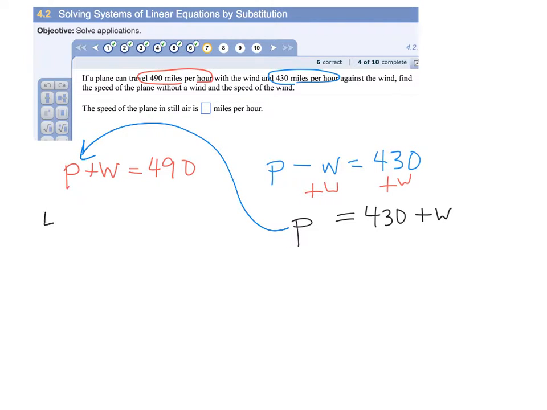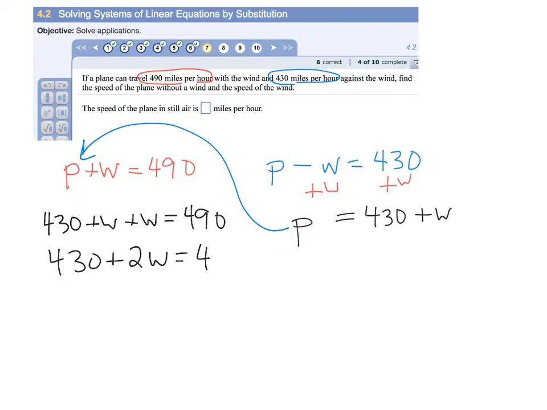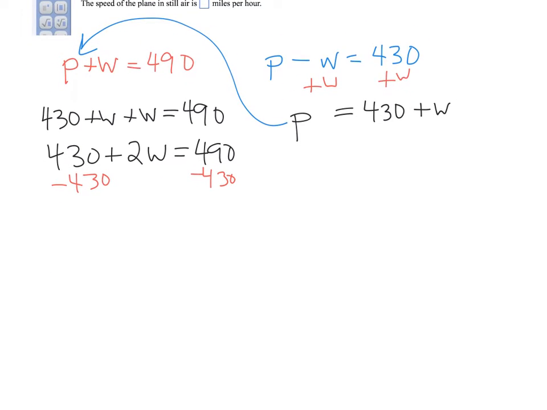And so that ends up giving us 430 plus W plus another W is equal to 490. So now we can combine those W's, and that gives us 2W equals 490. Now we're going to subtract both sides by 430 because we want to get that W all by itself. And so that ends up being 2W is equal to 60. So W is equal to 30. So that tells us that the wind speed is 30.